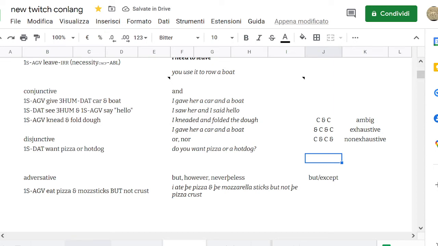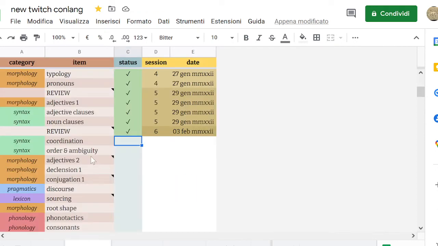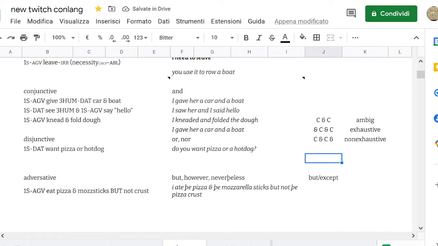There are other sort of issues that come up with coordination. There's gapping and stuff like that. I am not particularly worried about that right now. If it comes up later when we're actually using the language, once it's being put into words, then we'll talk about that. And there's also not that much with order and ambiguity I still need to discuss, really. But basically what I wanted to do is test how my decisions are going to play out when I'm using the language.